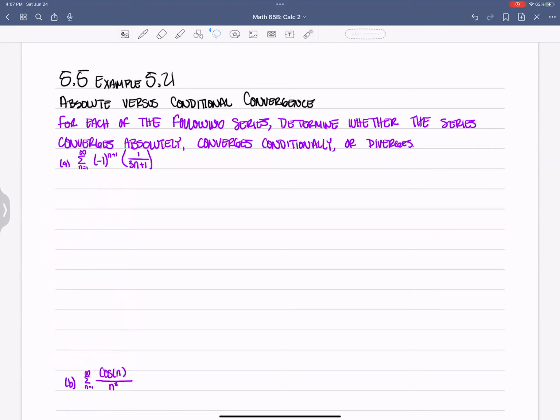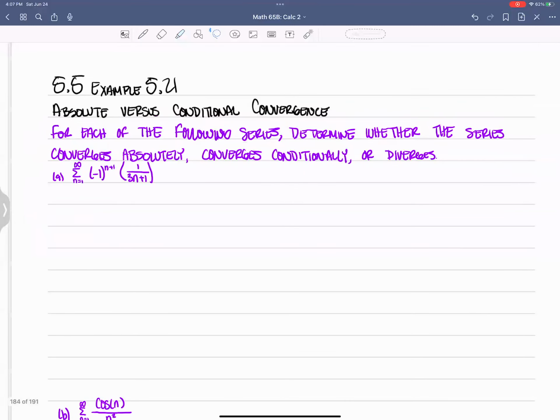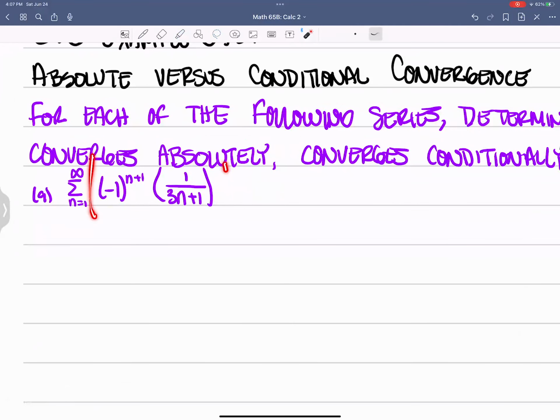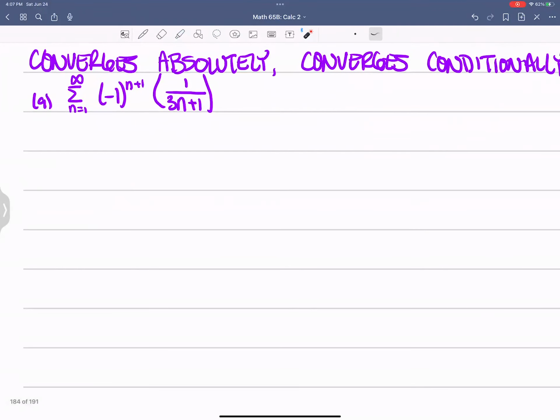Absolute convergence means that the absolute value of this series converges and the series itself converges. If the series itself converges, but the absolute value of the series diverges, then it's just a conditional convergence. Only part of this alternating series converges and not the entire thing. So let's get into it.